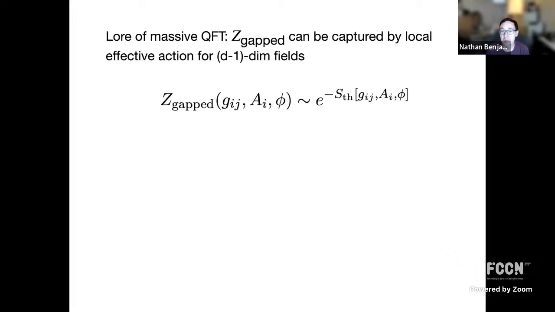And the lore of massive quantum field theory is that this gapped theory is going to be captured by some local effective action of the d-1 dimensional fields. So we're going to say that this gapped theory is just e to the minus some thermal effective action, which we'd call S thermal, as a function of the metric, the gauge field, and the dilaton. There will be non-perturbative errors that go as e to the minus 1 over ξ_c.